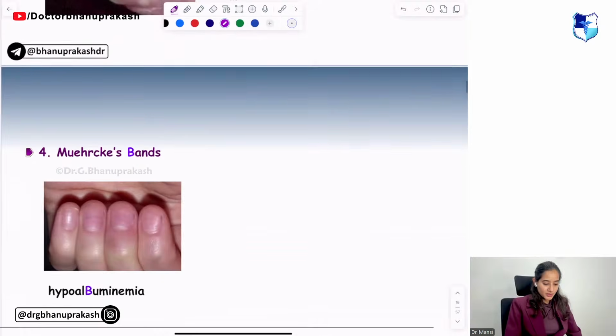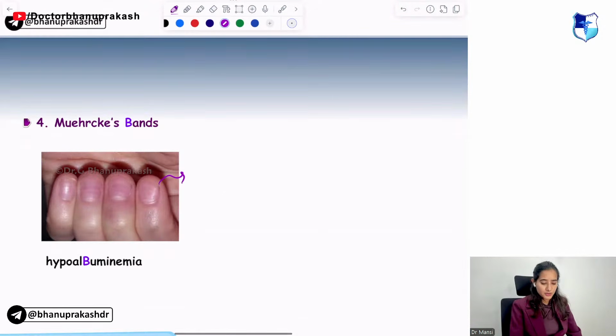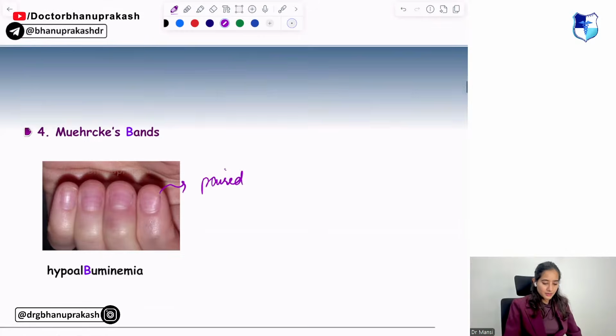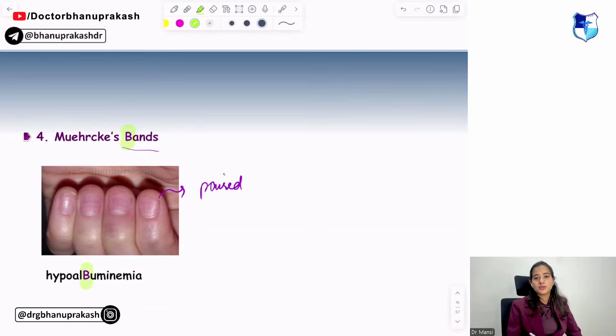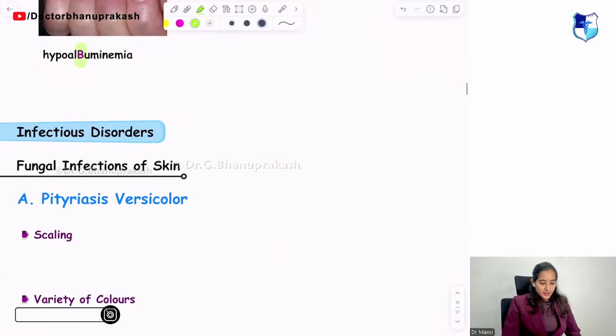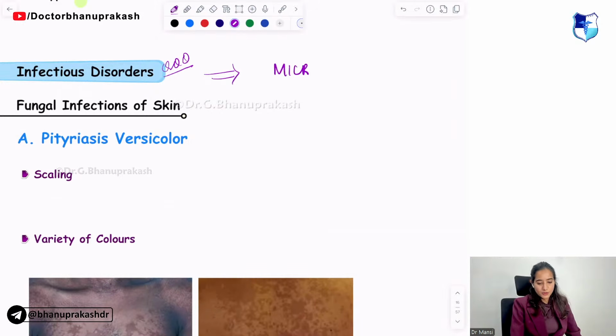Then you have Muehrcke's bands. You can see that these are also white and pink in the middle. So these are paired. While your Mees are like single white lines, these are bands which are paired. This B again is going to remind you of hypoalbuminemia. So the condition which is hypoalbuminemia is going to have Muehrcke's bands. Next, you move to infectious disorders. Very, very important. You read it in conjunction with your micro lectures. That is going to help you to retain that more.